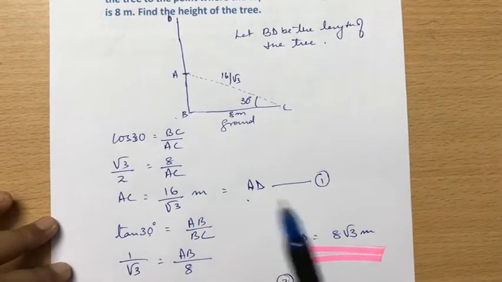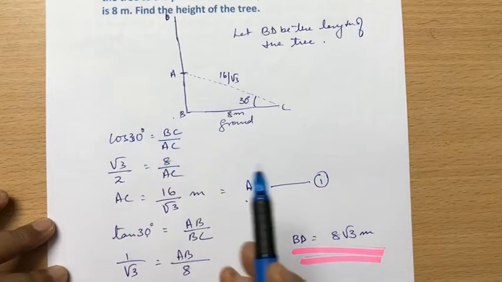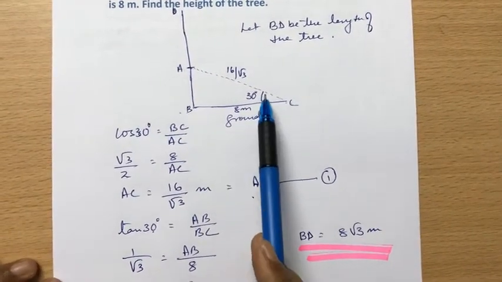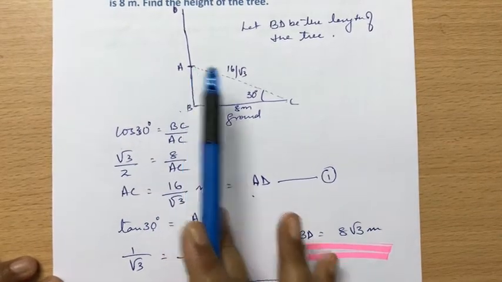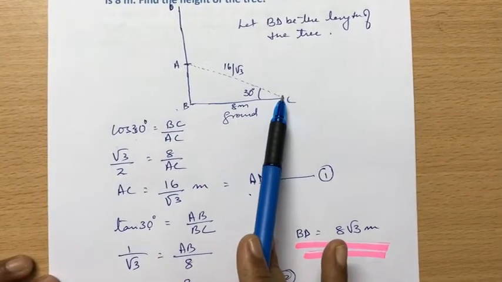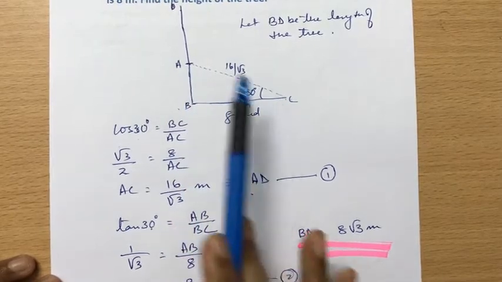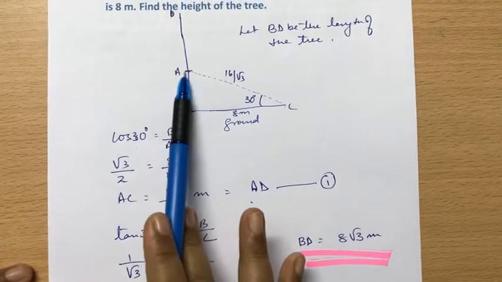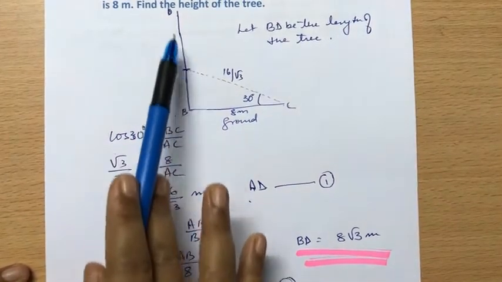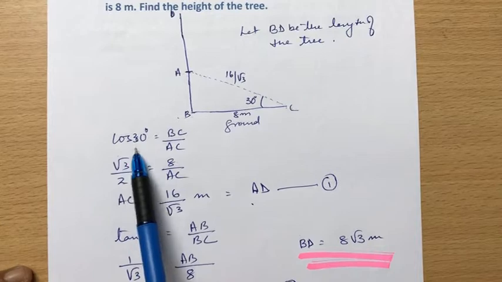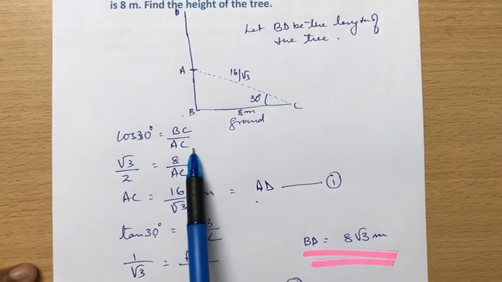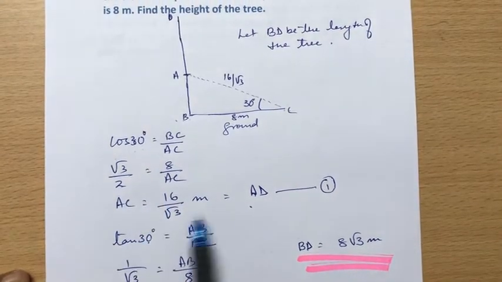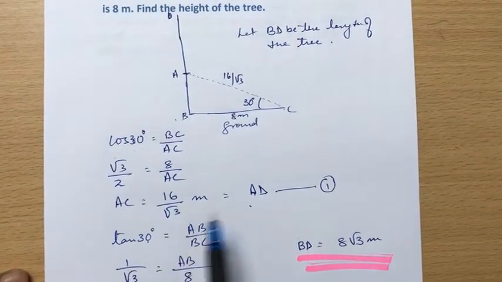Okay. So I have taken here cos 30. Now you will be using your trigonometry ratios. So why have I used cos 30? Because I know the base and I want the hypotenuse. If I get the hypotenuse, that means I am getting that part of the tree which is broken. So for that I am using cos 30, which is BC by AC. Now cos 30 you know is root 3 by 2, so 8 by AC, and then you find out AC is equal to 16 by root 3, which is AD.